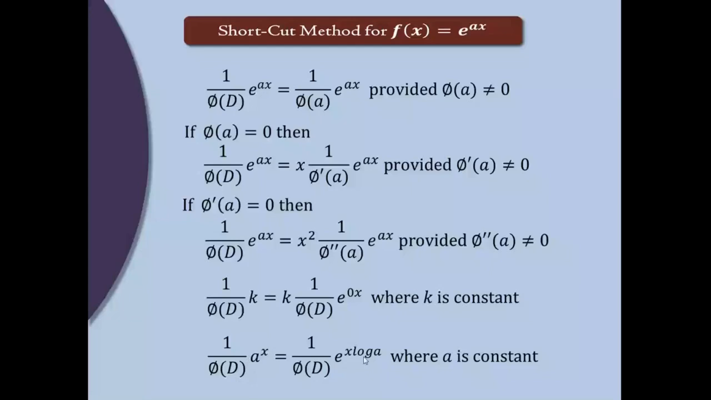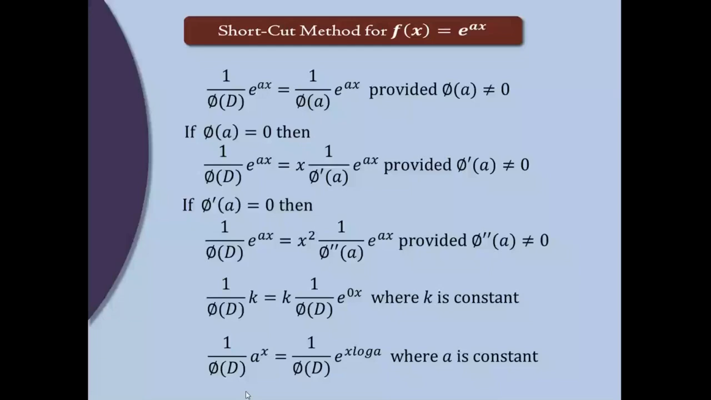Now, the coefficient of x is log a. So wherever D is there, replace it by log a. Okay, so the answer for this will be 1 upon phi of log a, e raised to x log a, if phi of log a is not equal to 0. If it is 0, take the derivative and then do the replacement. Follow the same process. Okay, so carefully remember these simple and basic formulas by which we can get the YP part. You will take a problem, then you will understand this in a better way.